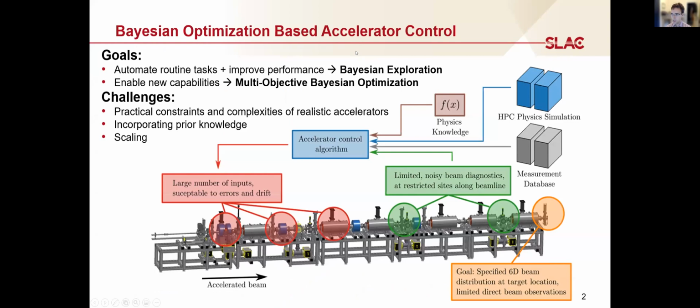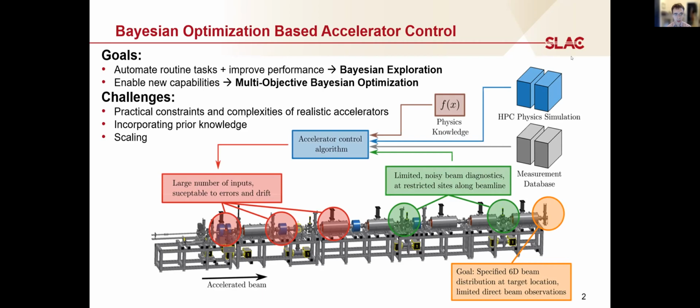At SLAC, we are trying to develop algorithmic control schemes for particle accelerators. And instead of using neural network techniques, which were discussed in previous talks, I in particular am taking a Bayesian approach to creating control algorithms for accelerators. So our goals are twofold here. We would like to automate routine tasks, improve performance, and enable new capabilities in the machine. These algorithms are challenged by the practical constraints and complexities of realistic accelerators, not to mention the inherent noise that exists in all facets of accelerator facilities.